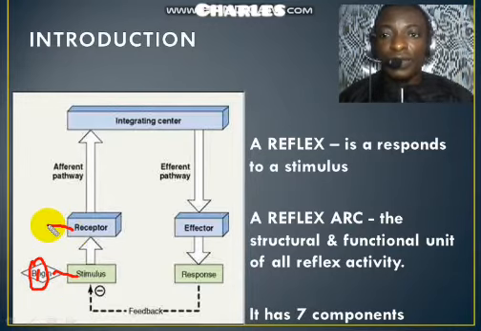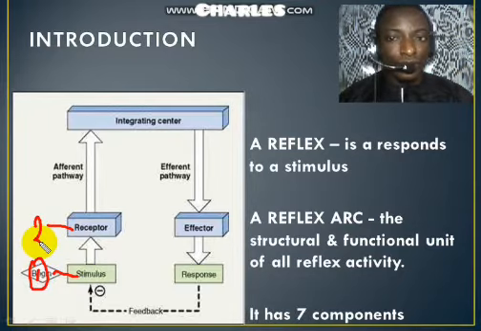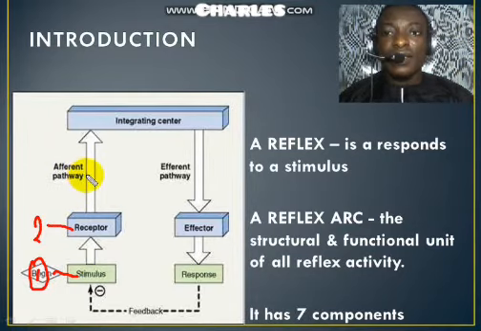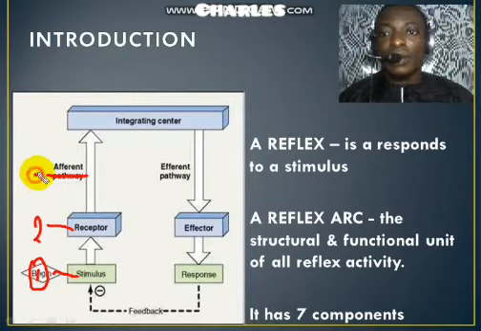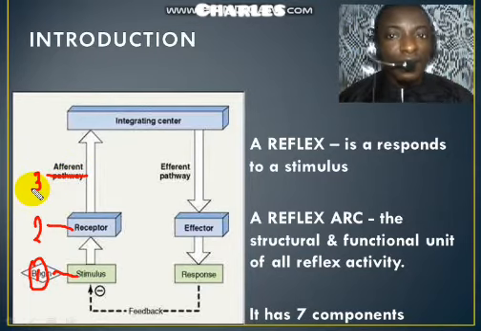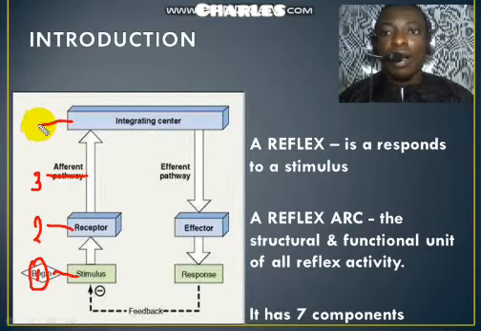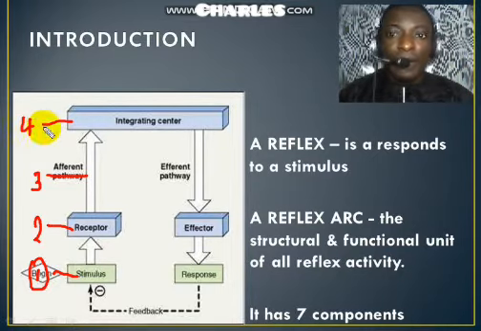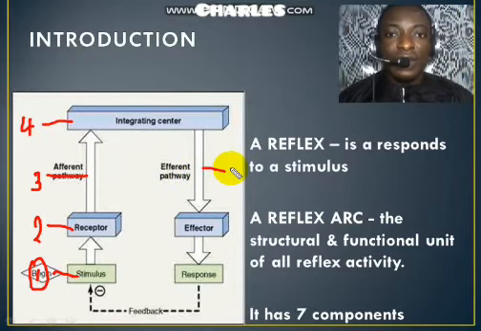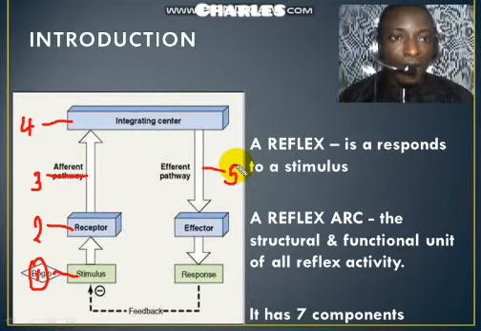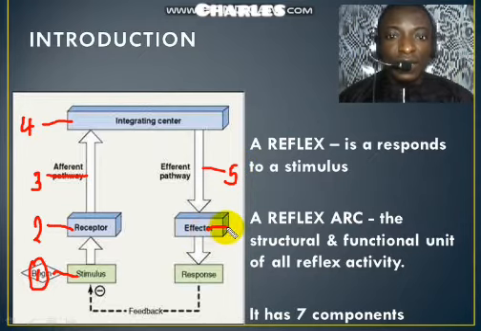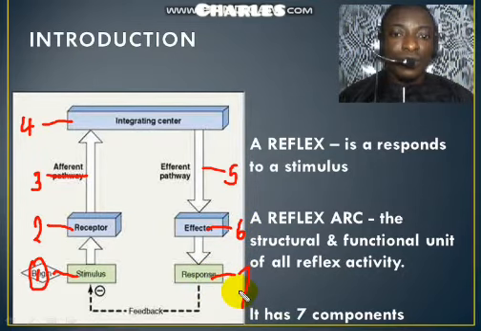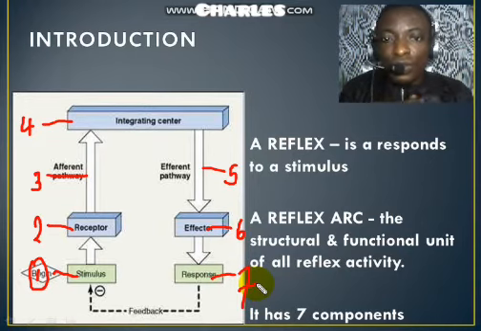The second component of the reflex arc is the receptor. The third component is known as the afferent pathway. So number 3 is the afferent pathway. The fourth component of a reflex arc is the integrating center. The fifth component is known as what? The efferent pathway. Very simple. The sixth one is the effector organ, and then the last one is a response. Number 7. These constitute the 7 major components of a reflex arc.